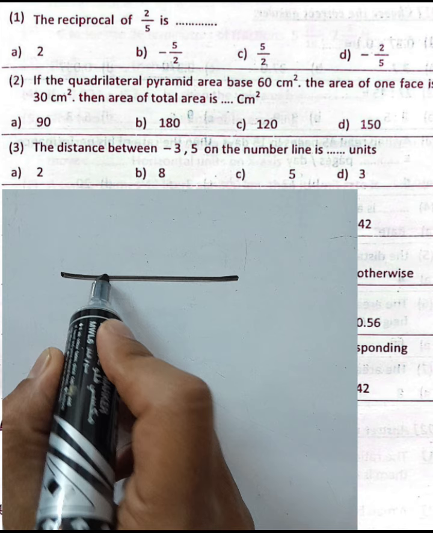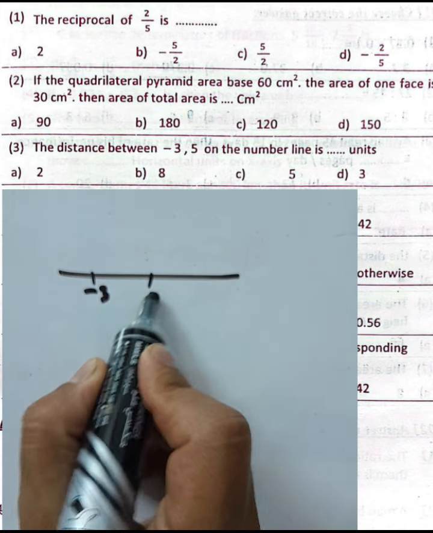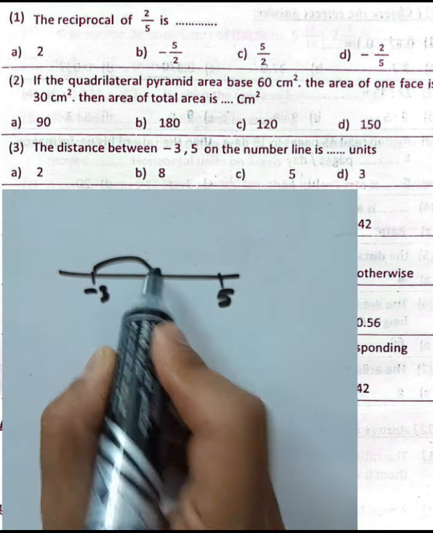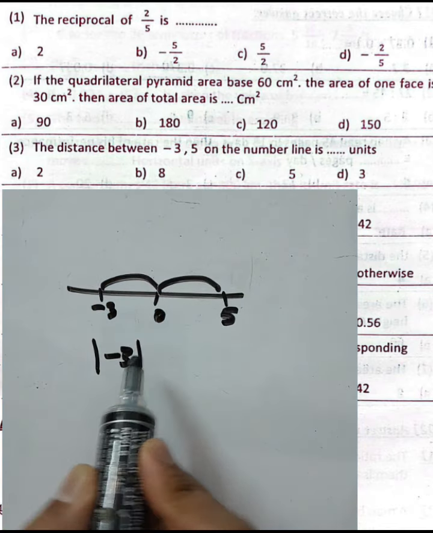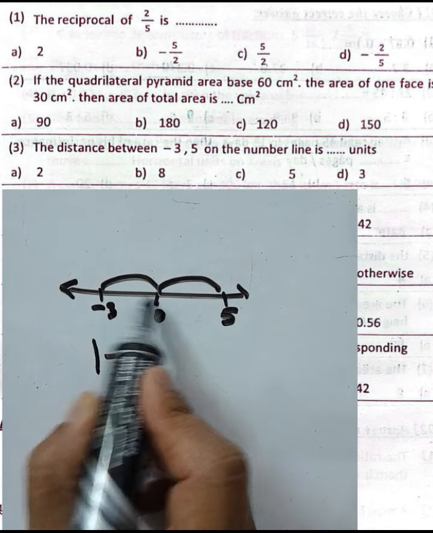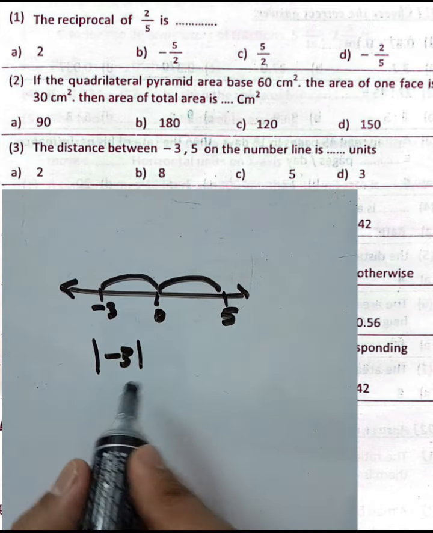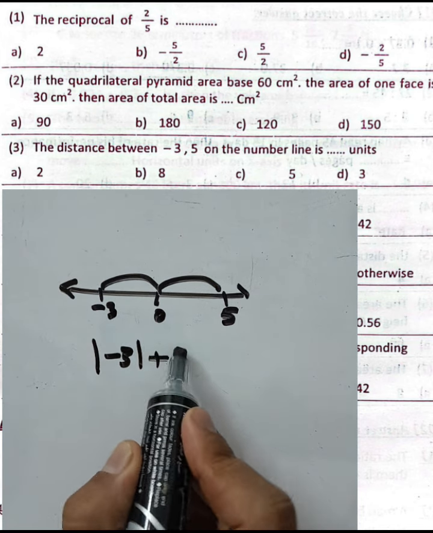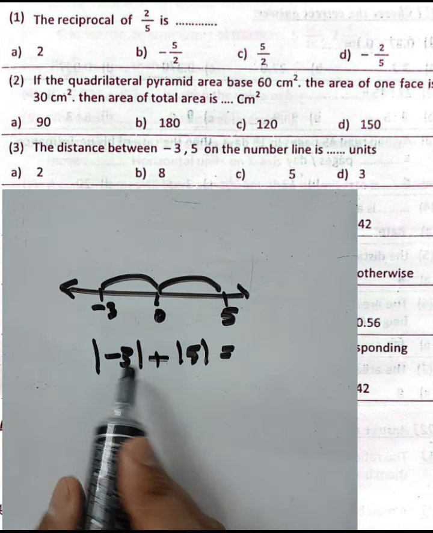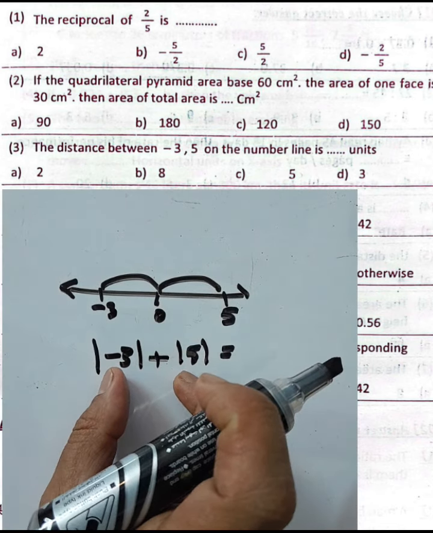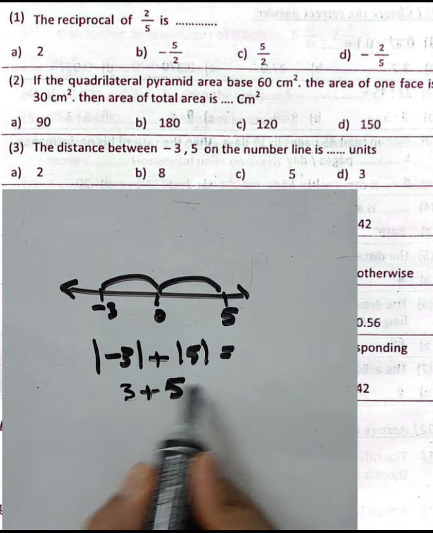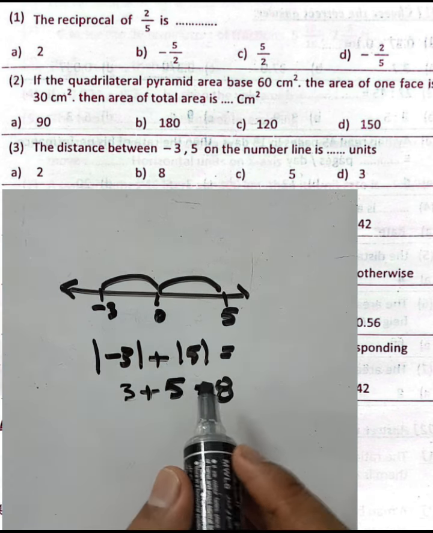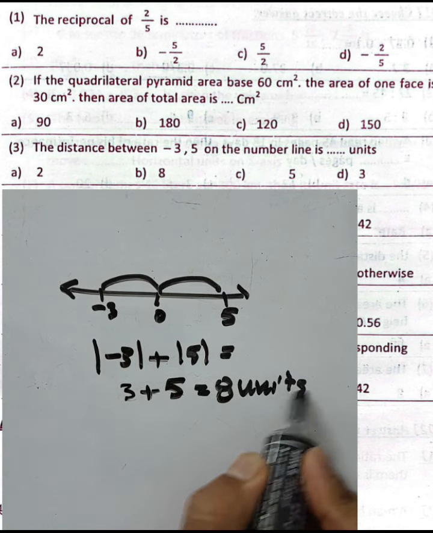Question number 3, the distance between -3 and 5. We have -3 here and 5. We have 3 units plus 5 units, it will be 8 units. We can find the distance between 0 and -3, it will be 3. Take the absolute value of the first number and the second number, and add them because we have different signs here, negative and positive. The absolute value of -3 is 3. 3 plus 5 equals 8. Then the distance between them will be 8 units.